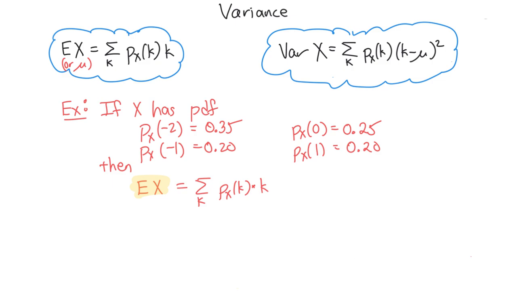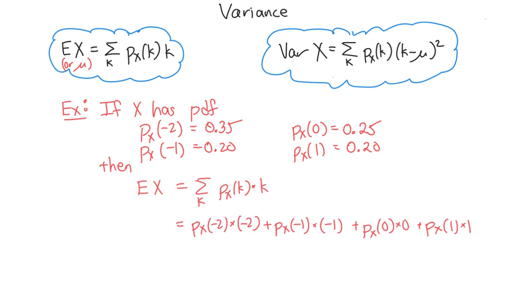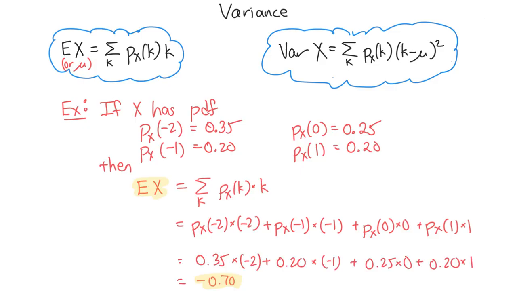Here's the formula for expected value. Then, I work my way through the 4 cases that have non-zero probability. Each time I take the PDF and add a value like -2, multiplied by the number -2 in this case. Plug in the values from the PDF, and we find that the mean or expected value is -0.7.